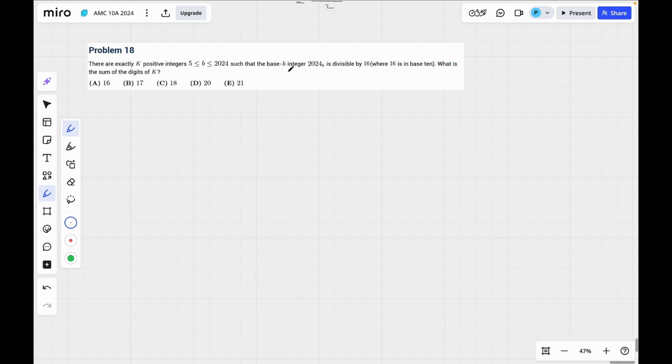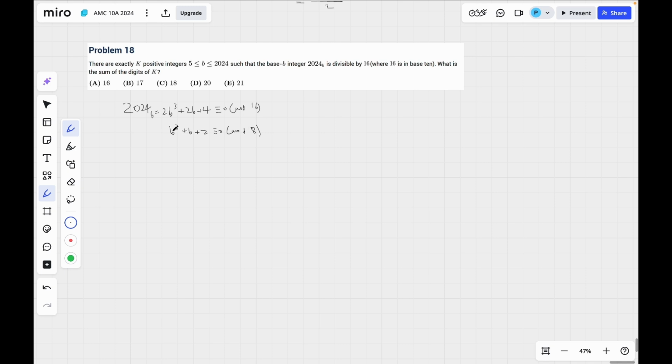So let's rewrite 2024 in base b as a base 10 integer. Now since we want it to be divisible by 16, we can write this as a modulo statement. Since all of them are divisible by 2, we can reduce the mod to a mod 8. Now we have two cases. First, let's consider the case where b is even.